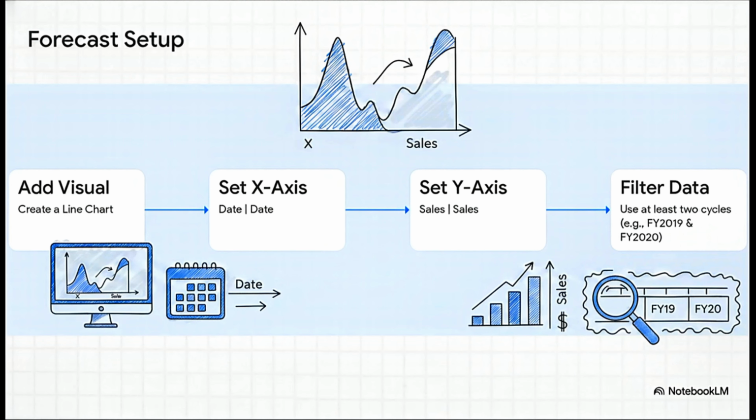But here's a super important tip. For a forecast to be reliable, the computer needs to see the pattern. That's why we're feeding it at least 2 full cycles of data. In our case, the full fiscal years for 2019 and 2020. This gives the algorithm enough history to make a really good, educated guess about what's next.